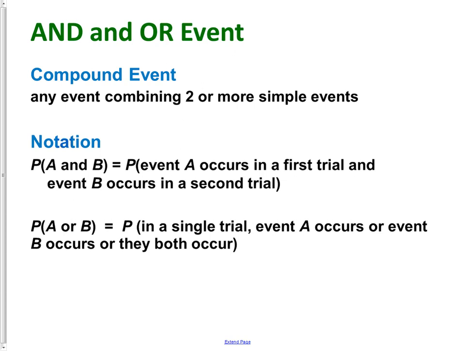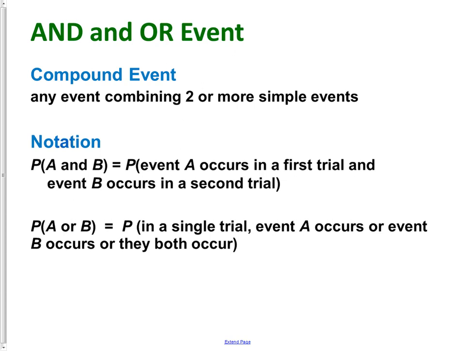So the first thing to know are the words "and" and "or". When we talk about the word "and", we mean that we have two events, A and B. Event A occurs in one trial and event B occurs in a second trial, but both events must occur. So the probability of A and B occurring means that both events must occur for this event to be satisfied.